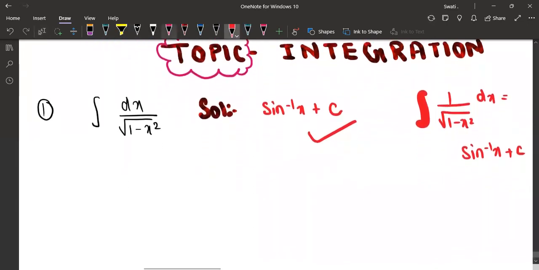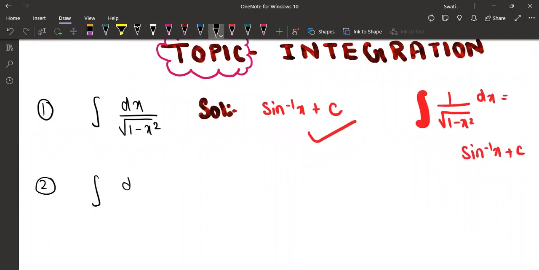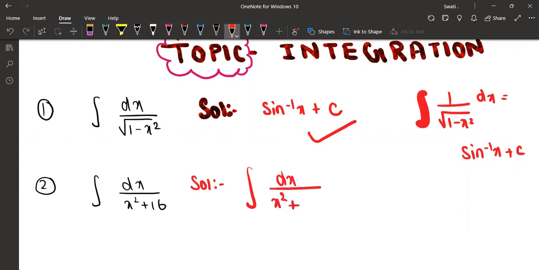In the next question, we have the integration of dx over x square plus 16. To solve this, we are simply going to convert this into the standard form. Why into the standard form? Because if I convert it into the standard form, it becomes a formula. So let's do that first. Integration dx upon x square plus 16. I can write 16 as 4 square. And now I'm going to use the formula.